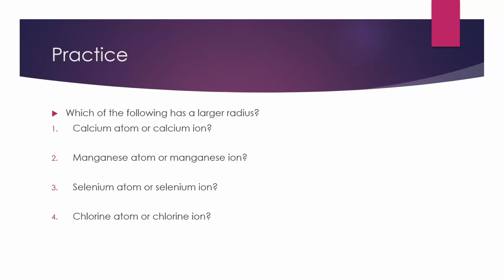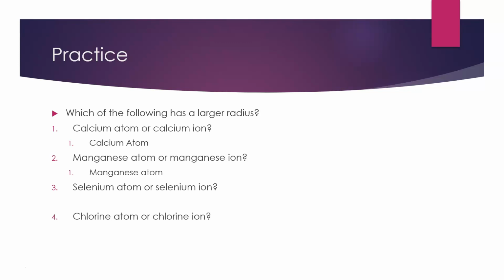Up first, you were asked about the calcium atom, no charge, versus the calcium ion, which has a 2+ charge, meaning it lost 2 electrons, making it smaller, which means our calcium atom is the bigger one. Then you were asked about manganese atom, or manganese ion. The manganese atom has no charge. Manganese ion has a positive charge, which instantly lets us know that we're talking about the manganese atom.